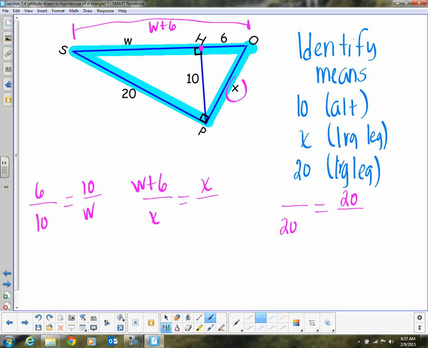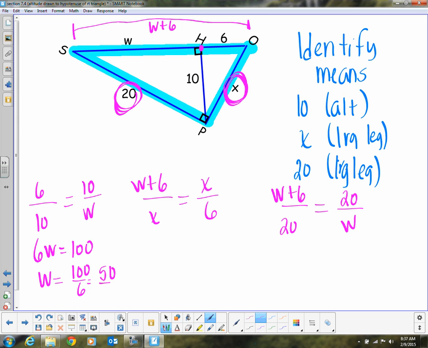Now I'm working with X. Which segment is closest to X? 6. So we're going to do the whole hypotenuse. Which segment's closest to 20? W. So the extremes are involved with these numbers on the hypotenuse. I can't solve either one of these. Oh, I could do this one. So let's start here. We've got 6W equals what? W is equal to 100 divided by 6, or 50 over 3.